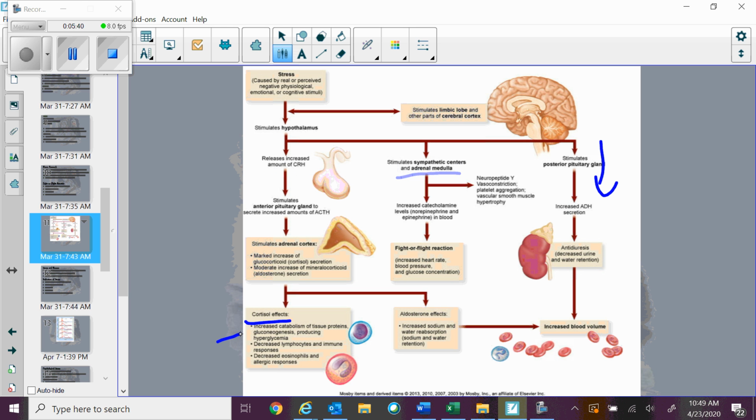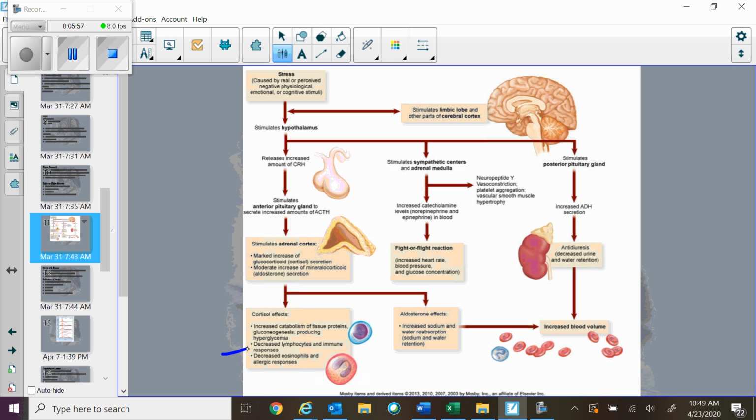Increased catabolism of tissue proteins. That's what I'm talking about. Catabolic process, if you remember back from August, this is about digestion and consumption of those calories. And we're going to get into our muscle to do this in the presence of cortisol.